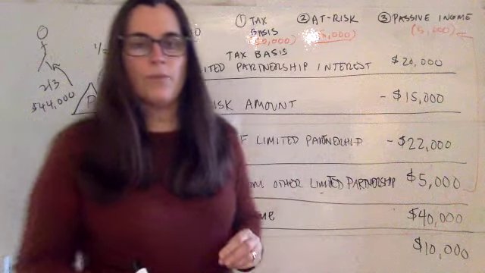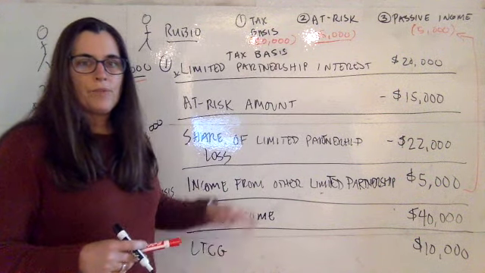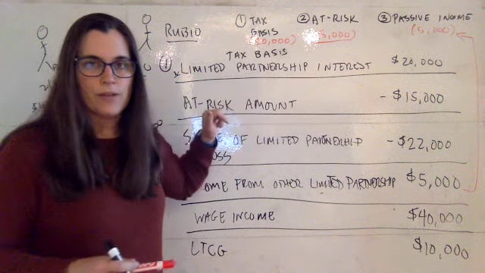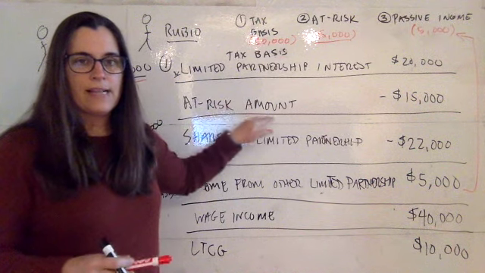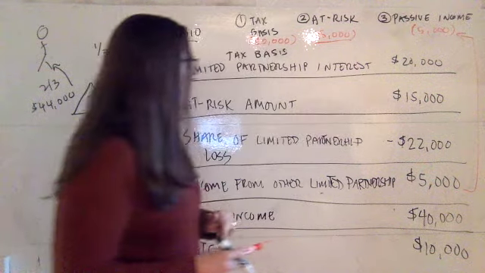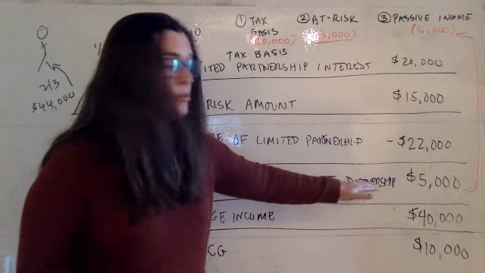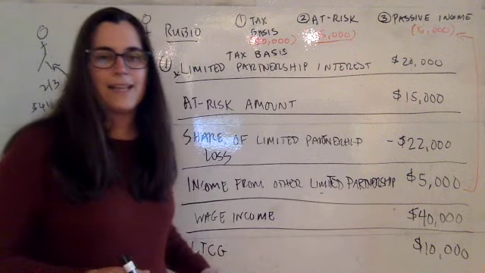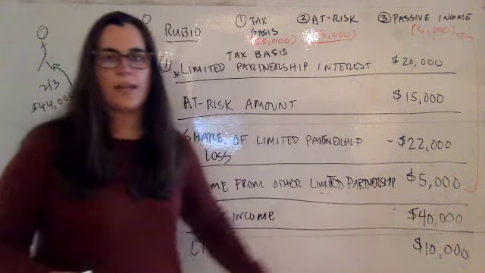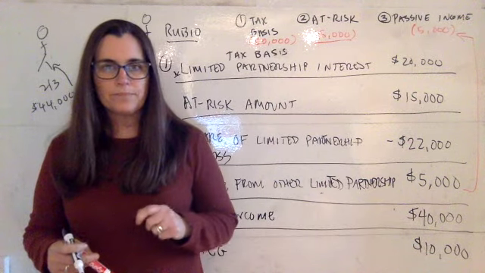Now, let's walk through the facts here, and I'm going to focus on the facts that we need to really zero in on. We're told he has a tax basis in this limited partnership of $20,000, okay? That's the first fact. Second fact is that he has an at-risk amount of $15,000. We're going to talk about each of these facts in detail in a moment. Next, we're told his share of the limited partnership loss is $22,000. From another limited partnership is $5,000. Wage income of $40,000, and then a long-term capital gain of $10,000. We're not going to need either of these, but they kind of give context to additional facts that Rubio might have as a taxpayer. Okay.